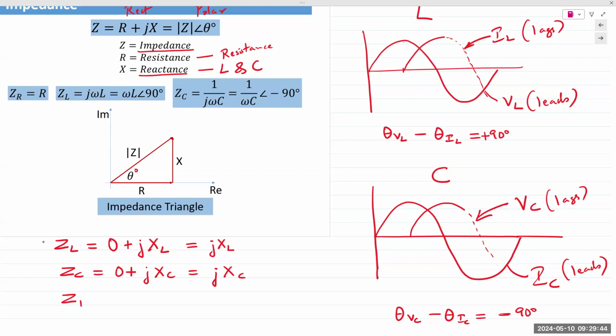There is no such thing as the impedance of a resistor. A resistor behaves exactly the same way for AC and for DC. So there is no such thing as impedance because it does not impede anything. It resists the flow of current. It does not have a magnetic or electric field to change, to oppose any change in the input quantity. It has resistance. It does not have impedance. And so ZR is simply R, because it will be R plus J0, which would be R.